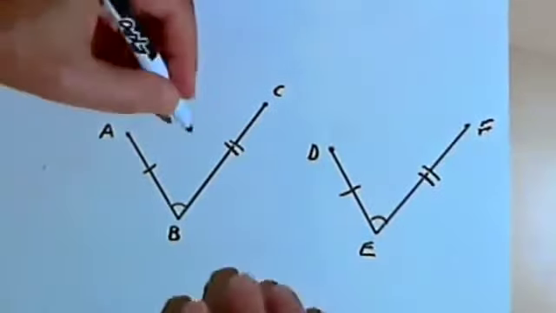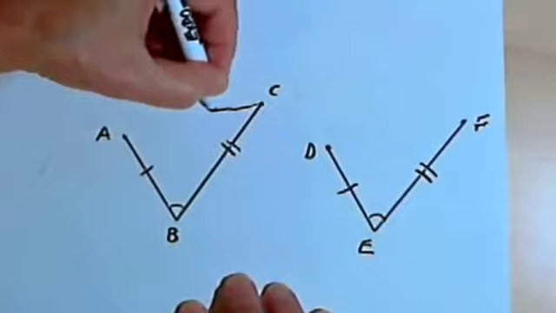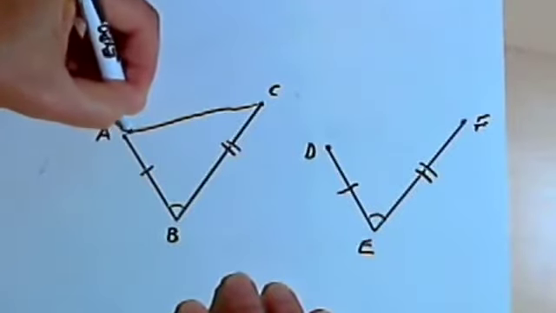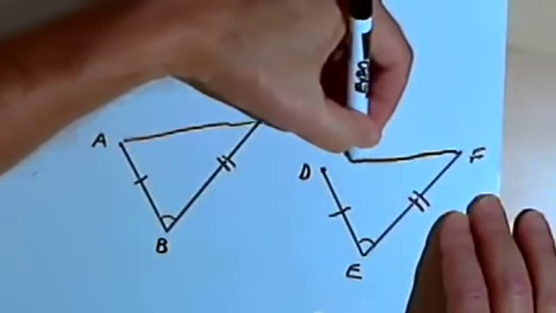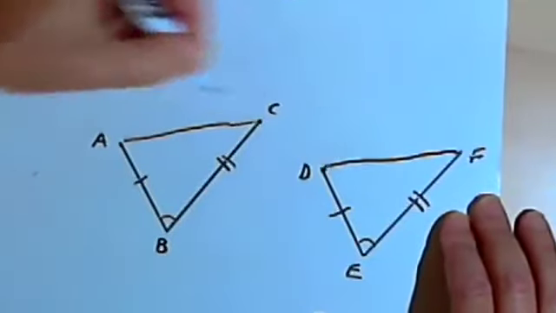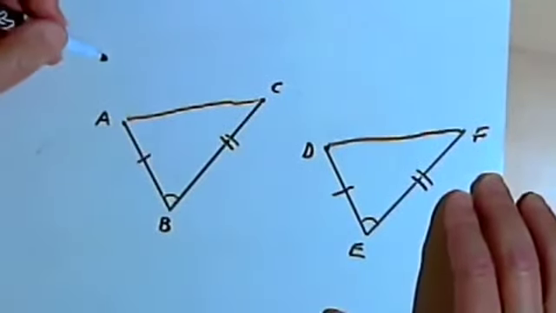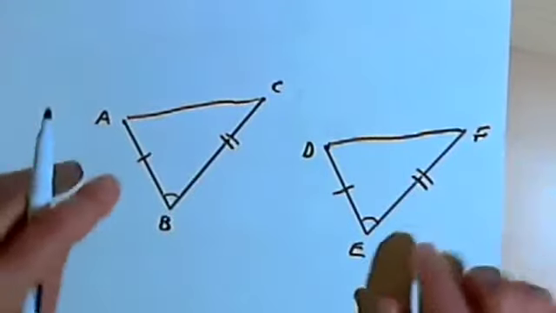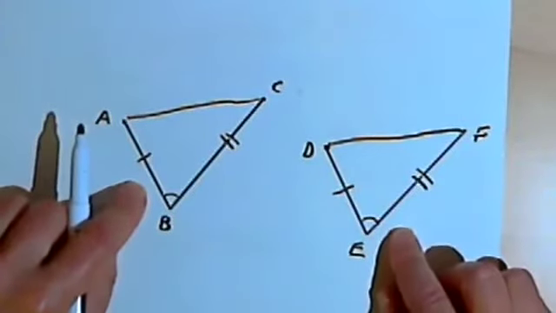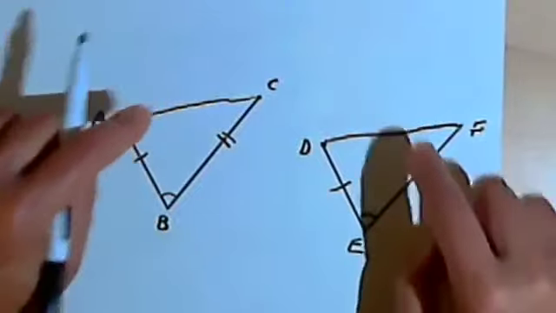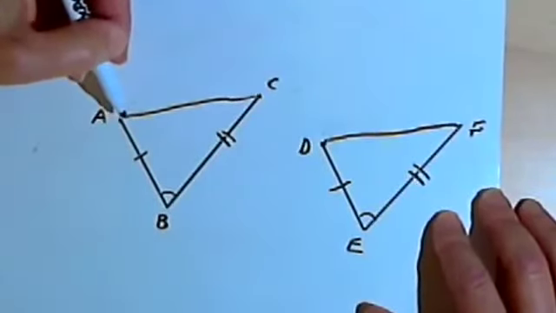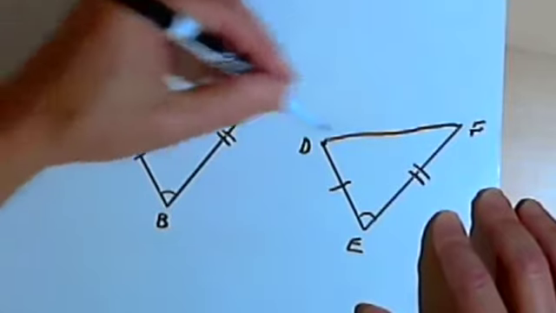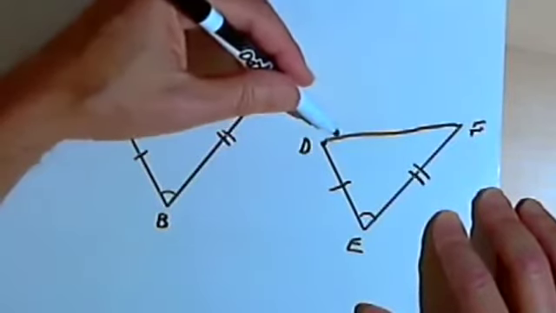Now, if I connect AC to form a triangle, I'm connecting it with a straight line. And I connect DF to form a triangle. I connect that with a straight line. Those 2 straight lines would really have to be exactly the same length because I've taken 2 identical figures and I've done identical things with them in drawing those 2 straight lines. So therefore, these 2 triangles must be congruent.